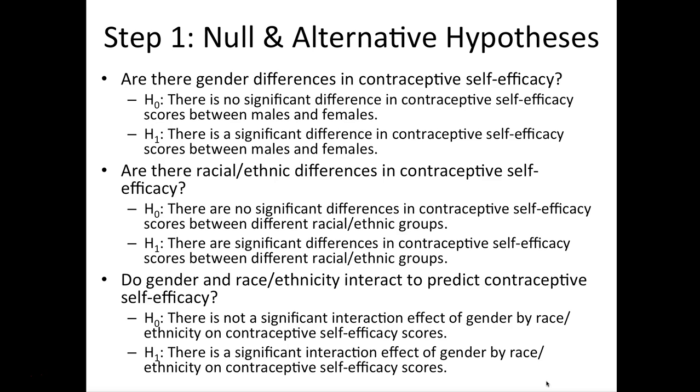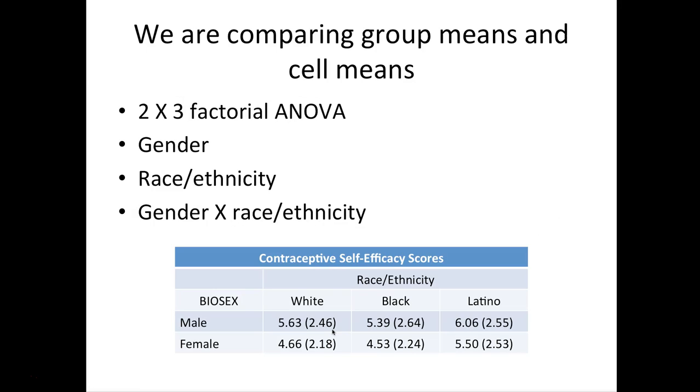So let's come back to this question that I posed at the beginning, which follows from the examples that we did in the t-test module and in the one-way ANOVA module. In the factorial ANOVA, we still have these same 2 main effect questions. Are there gender differences? Are there racial and ethnic differences? But now we're adding this: do gender and race ethnicity interact in their effects on contraceptive self-efficacy? And there not being a significant interaction effect, and there being a significant interaction effect, are our hypotheses.